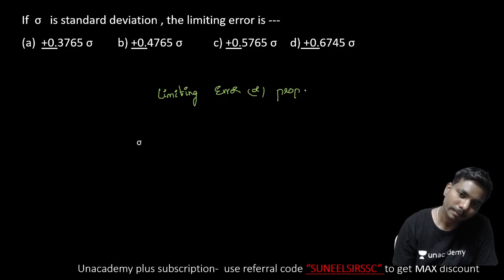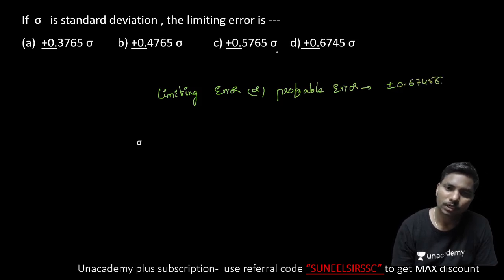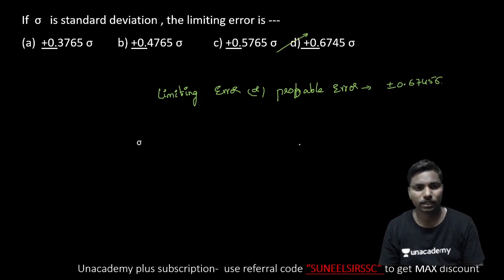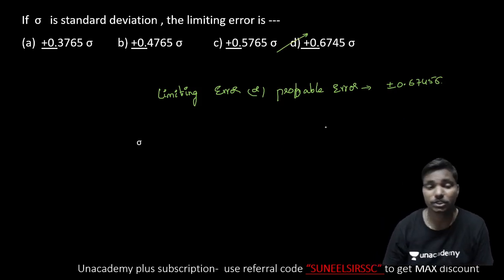Nothing but, can say, probable error. That is plus or minus 0.6745 of the sigma. Okay, so the answer is option D. Very important question. It is already asked in previous SSC JE examination. Okay, coming to the next one.